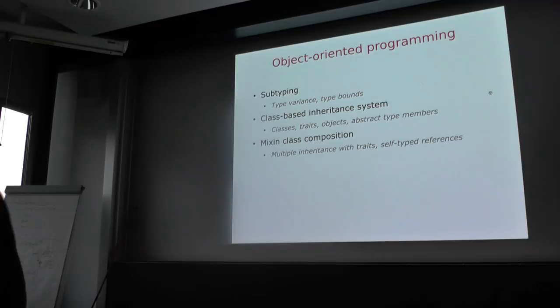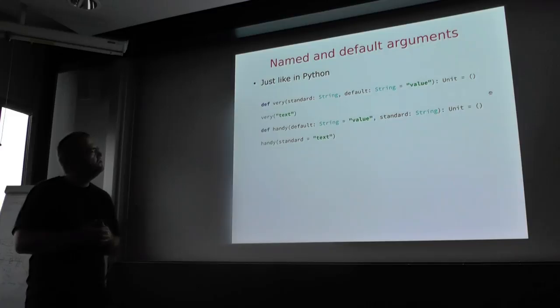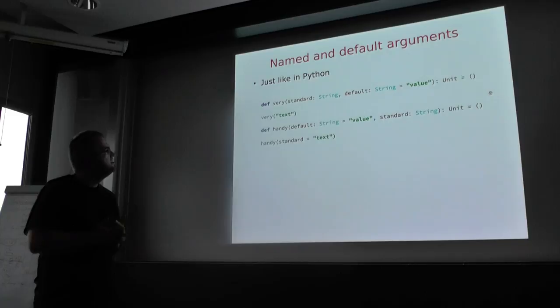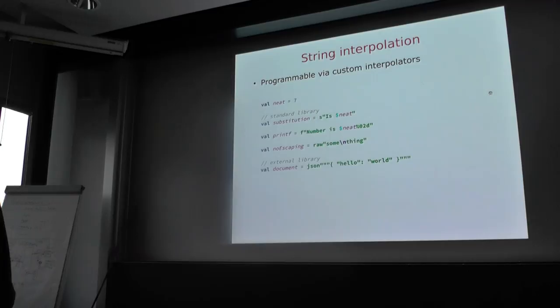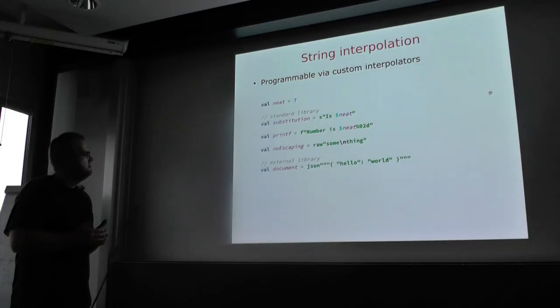Then we have some extra useful syntactic sugar or features, such as named and default arguments. That's helpful sometimes. You can name your arguments, you can specify default values. It's an easy feature, but it's extremely useful. I know there are some libraries or templates in Haskell that can do this.